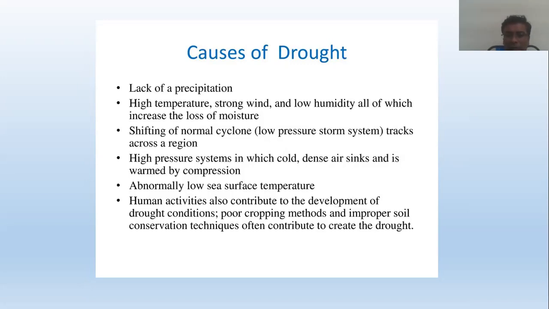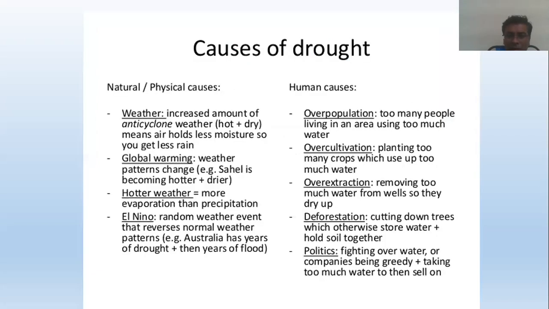Shifting of normal cyclone tracks across a region is another cause. Because of cyclones, one area is severely affected while in another area drought is created. Also, a high pressure system, in which cold dense air sinks and warm air is compressed, means the water is slowly evaporated. These are the major causes of droughts.